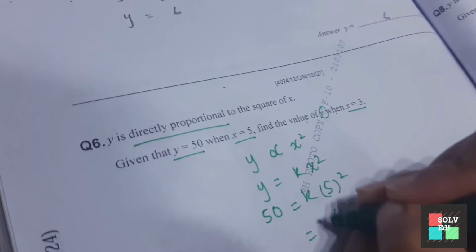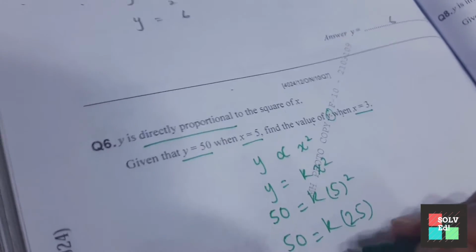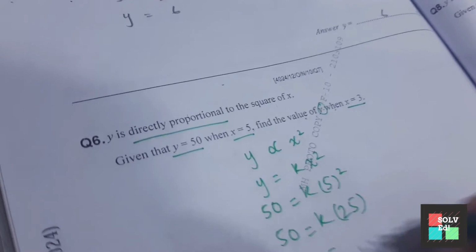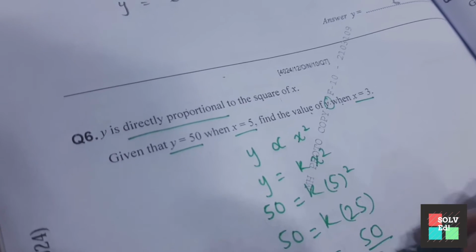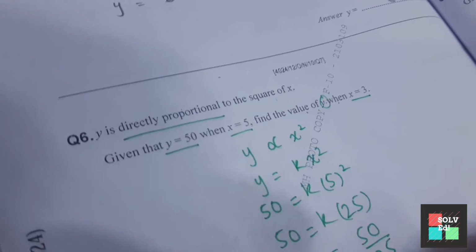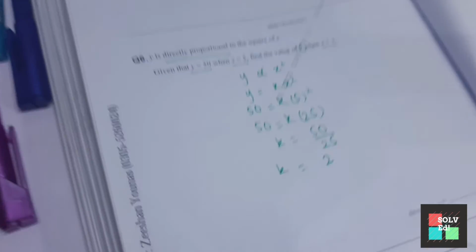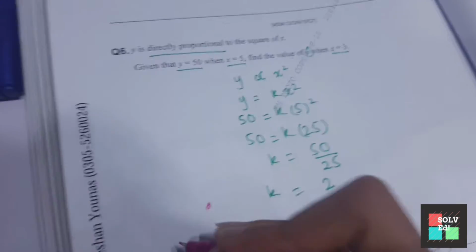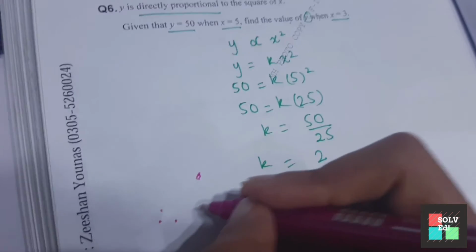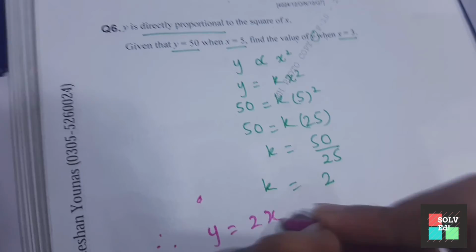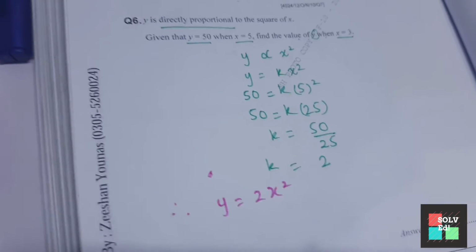5 squared is 25. I'm going to divide both sides by 25, and that is going to give me 50 over 25, and then again 2. So k equals 2, and our formula is now going to be y equals 2x squared. This is our formula.